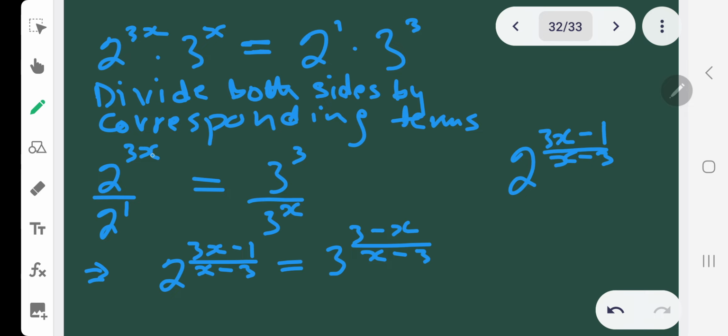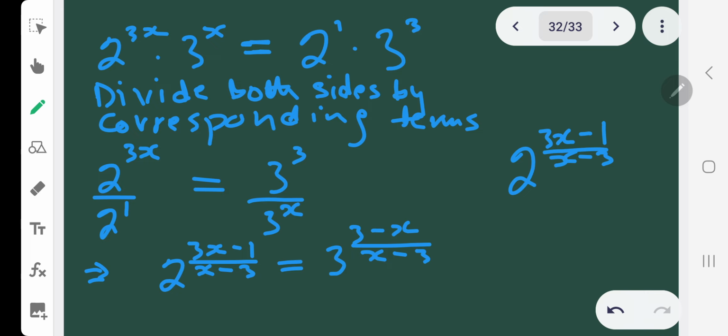And we had 2 raised to the power 3x divided by 2 raised to the power 1, which is equal to 3 raised to the power 3 divided by 3 raised to the power x. So after this, we use one of the laws of indices, and then we put it in the form 2 raised to the power 3x minus 1. And then here will also be 3 raised to the power 3 minus x. So here we observe that we were told to find 2 raised to the power 3x minus 1 all over x minus 3. But we do not have this x minus 3 here. So we put that one under it.